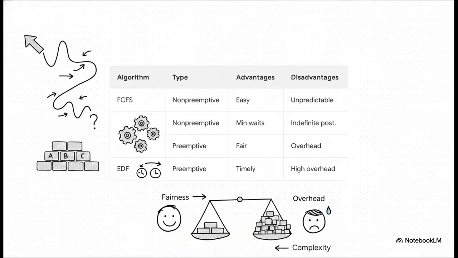And there are a few ways to tackle this. You have non-preemptive algorithms like first come, first served, which is super easy to implement but gives you wildly unpredictable turnaround times, or shortest job next, which minimizes wait time but might indefinitely postpone longer jobs. Then you have preemptive options like round robin. That one provides reasonable response times by giving everyone a tiny time slice, but it requires overhead for constant context switching. And earliest deadline first attempts timely completion but needs extra overhead just to monitor shifting deadlines.